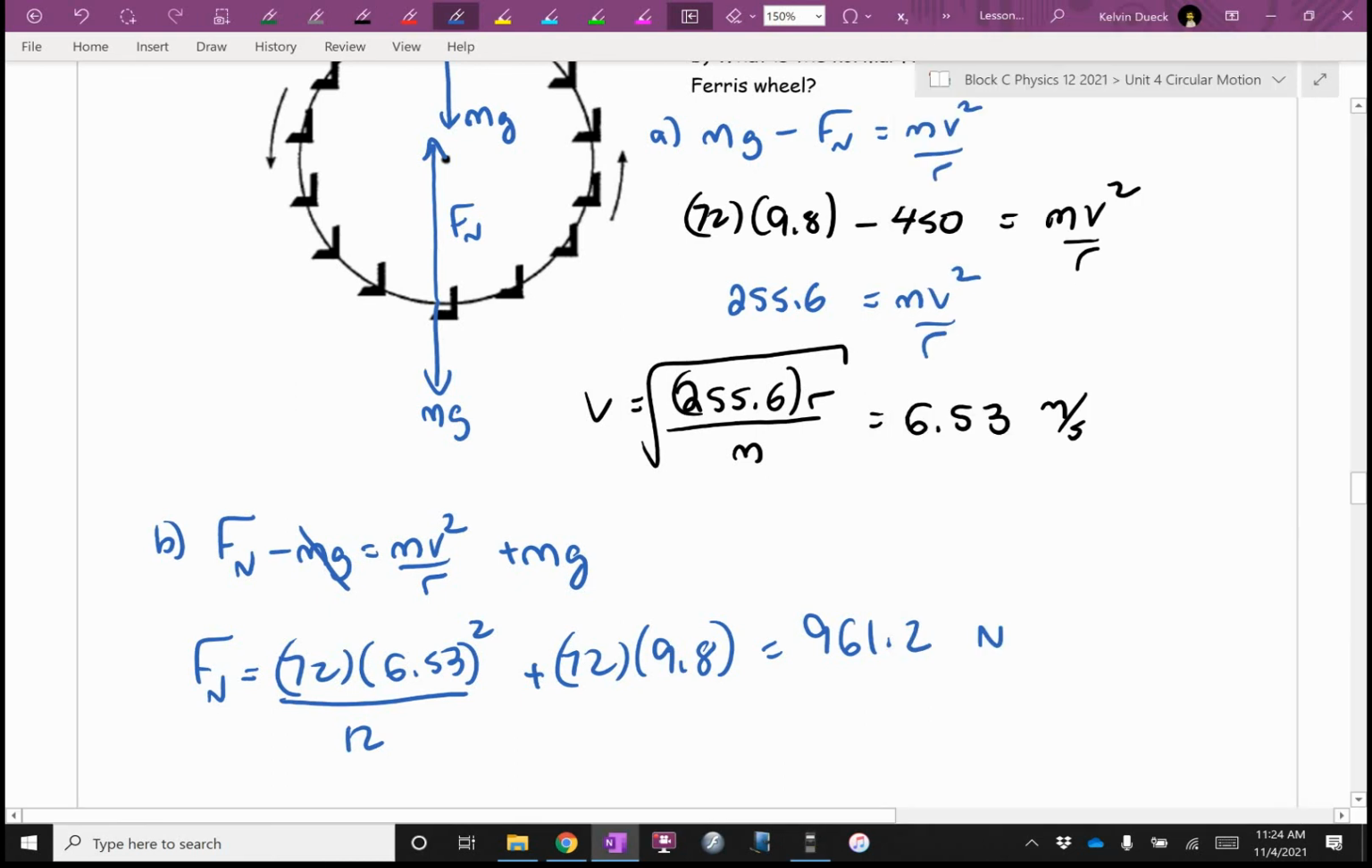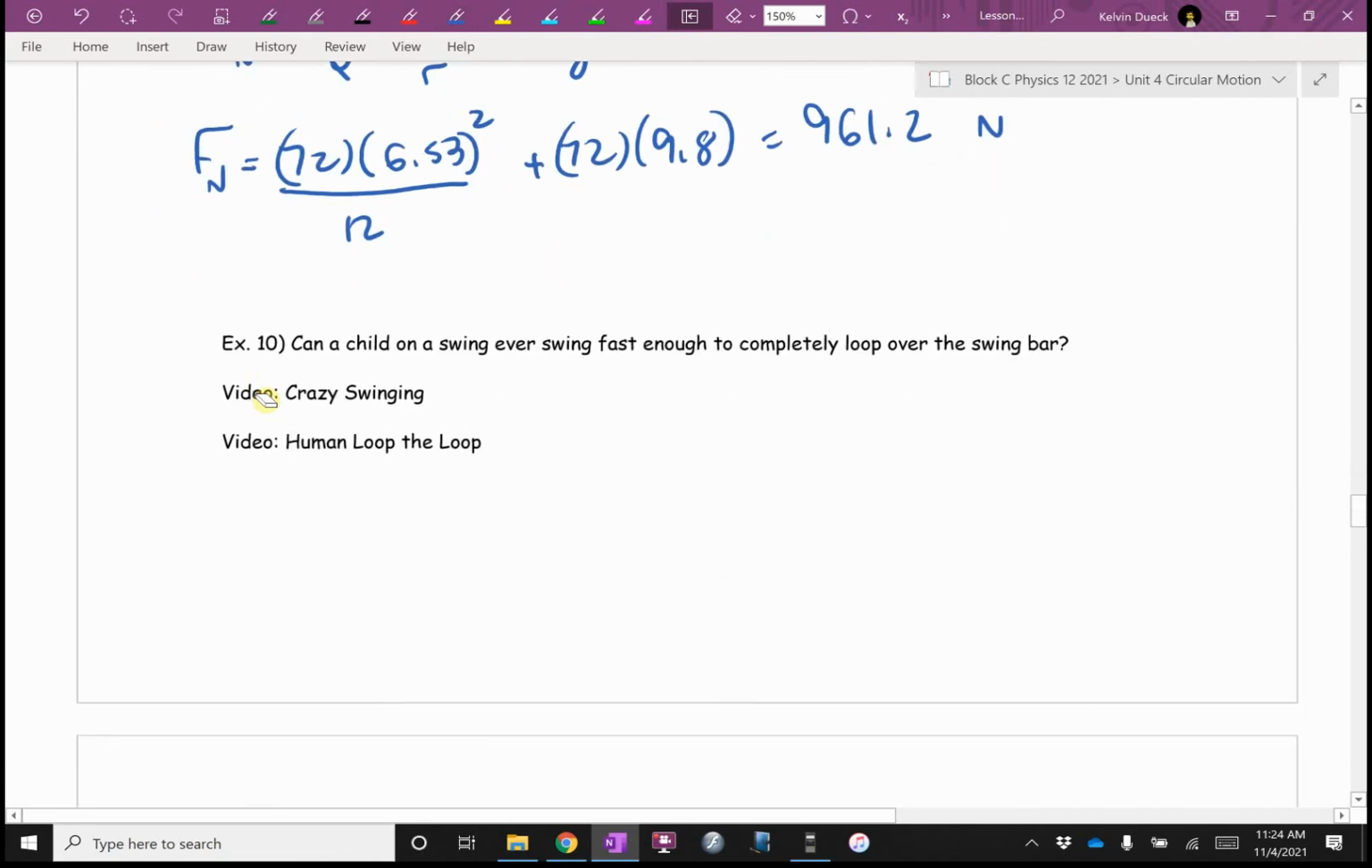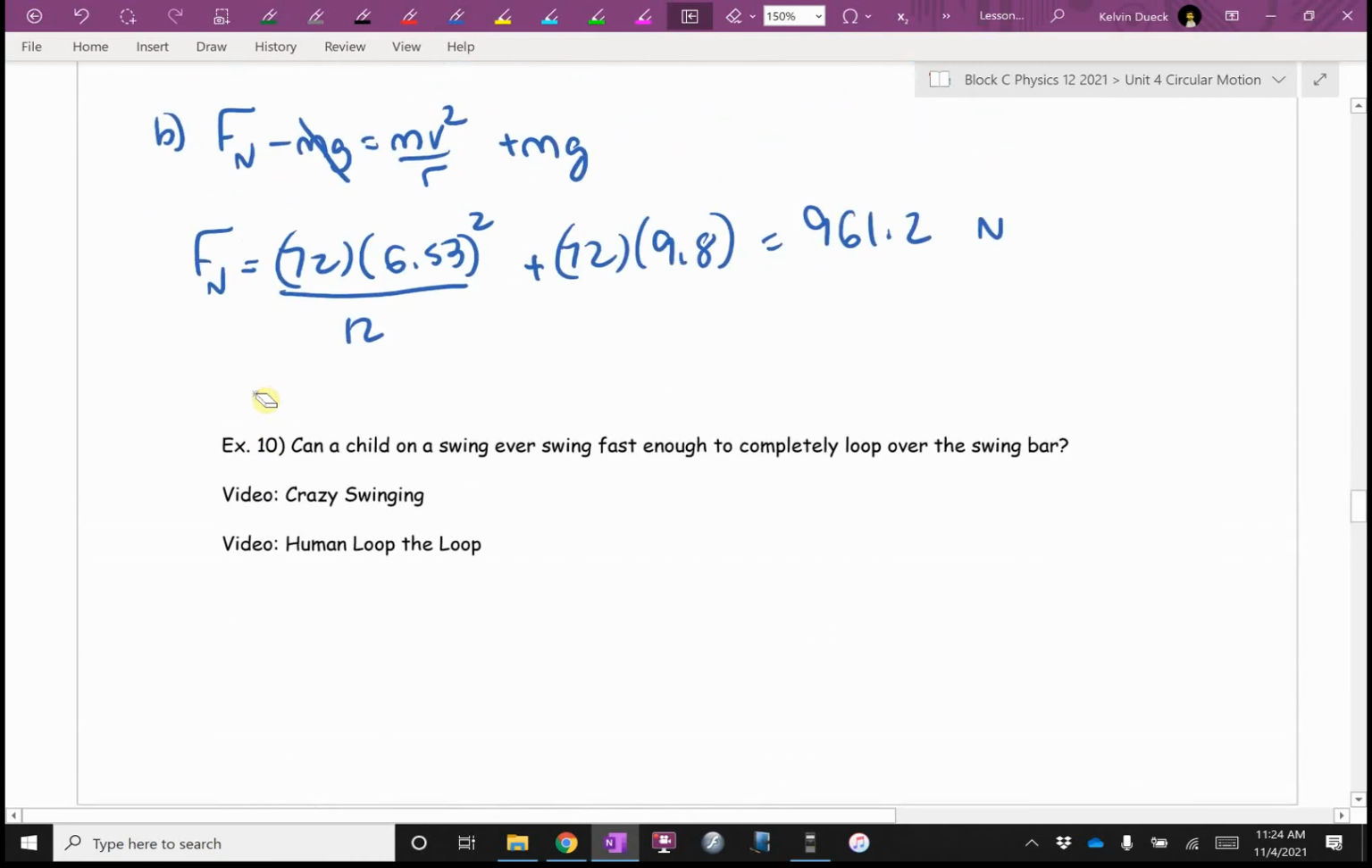I would normally go on a tangent, but I got somebody to come and working the computer. And we have a thought puzzle. It says this. Can a child on a swing ever swing fast enough to complete the loop? How many of you tried on your swing when you were a kid? Can you get over? You've tried this. So here's the question. Can you?